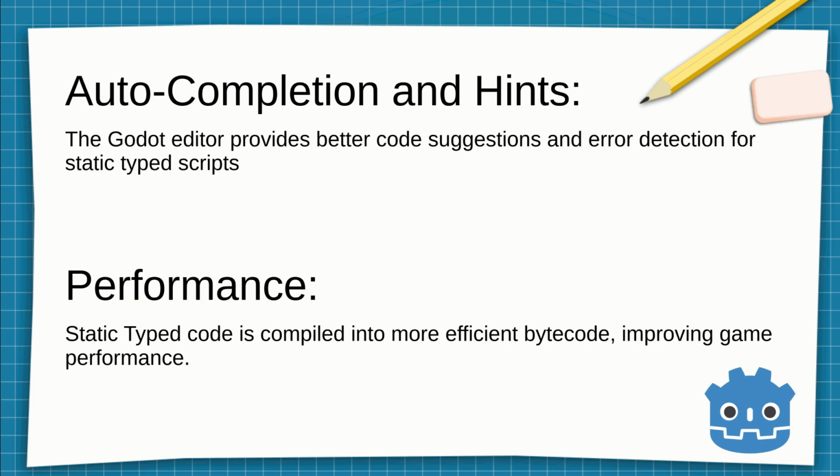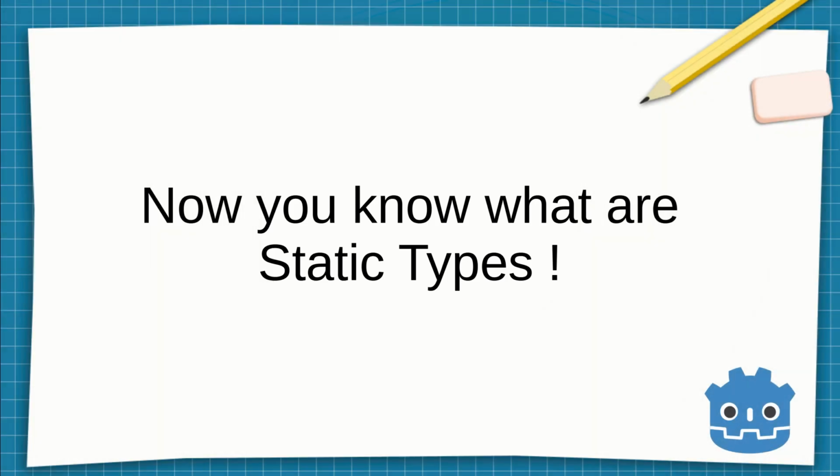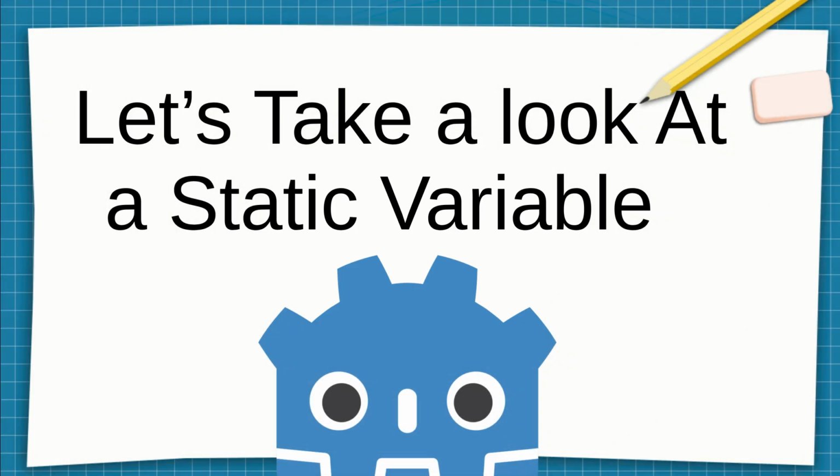Auto-completion and hints: the Godot editor provides better code suggestions and error detection for static typed scripts. Performance: static typed code is compiled into more efficient bytecode, improving the game's performance. Now you know what static types are. Let's take a look at a static variable.